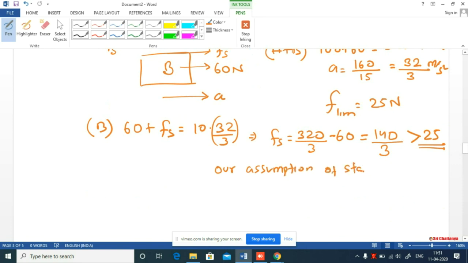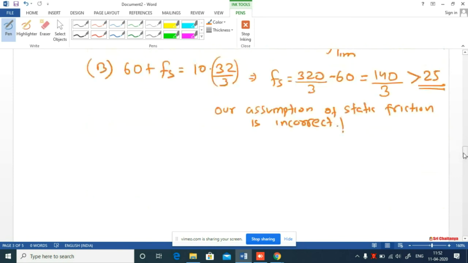of static friction is incorrect. Right. So in the next moment, v relative will be non-zero. Friction will become kinetic. Friction is kinetic. Okay. So A and B, we will draw the actual FBDs now.